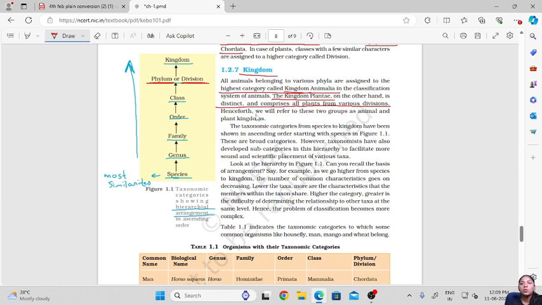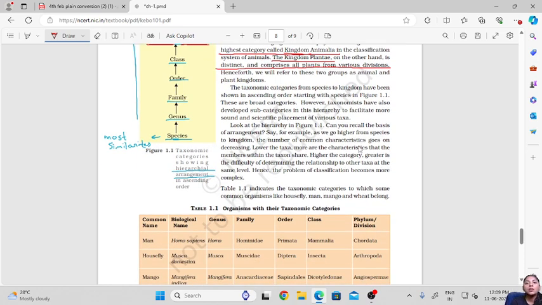Okay, so what we have is kingdom Animalia, which will constitute all the different phyla of animals. Okay, so all the animals will be grouped under this kingdom Animalia, and all the plants will be grouped in the kingdom Plantae. So the taxonomic categories from species to kingdom have been shown in this figure.